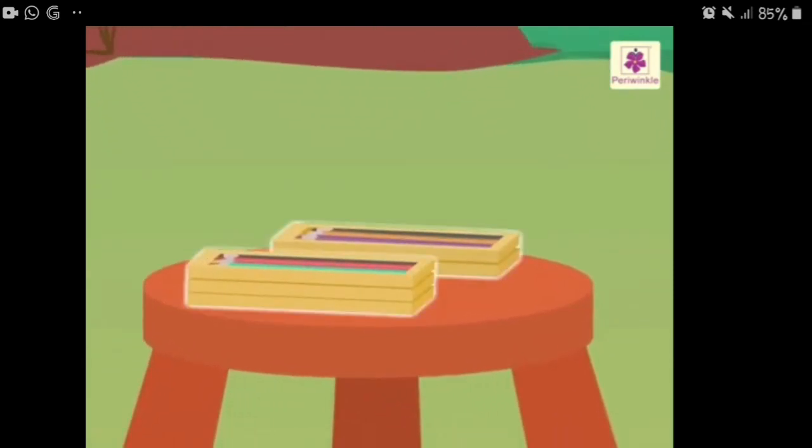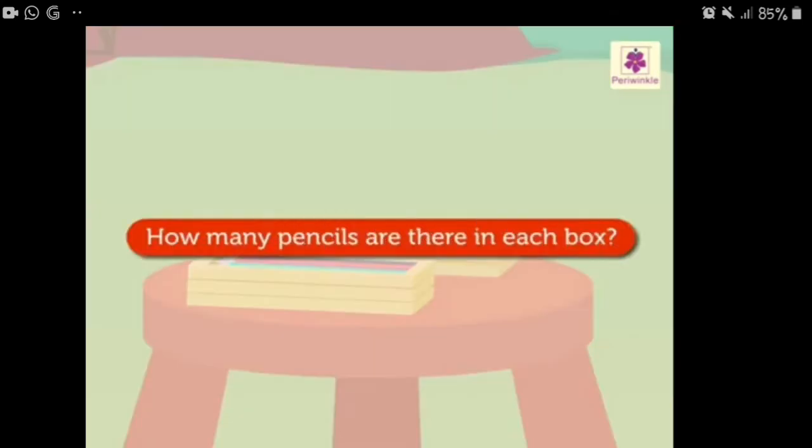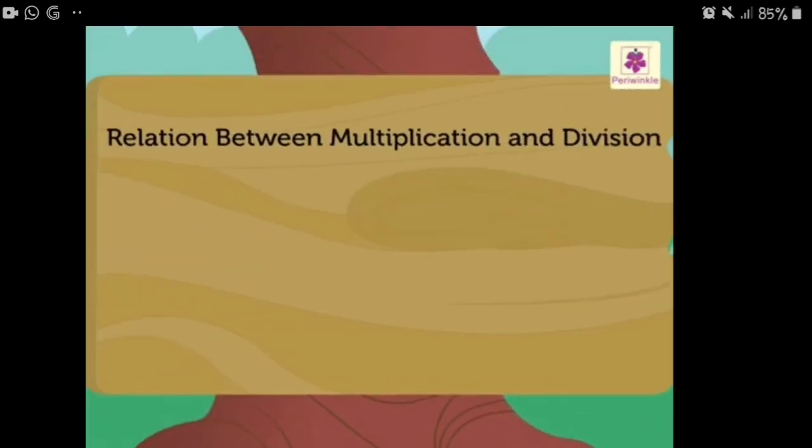Given that there are 5 boxes and 15 pencils, how many pencils are there in each box? Here, we divide 15 by 5 to find the quotient. So, 15 divided by 5 is equal to 3.